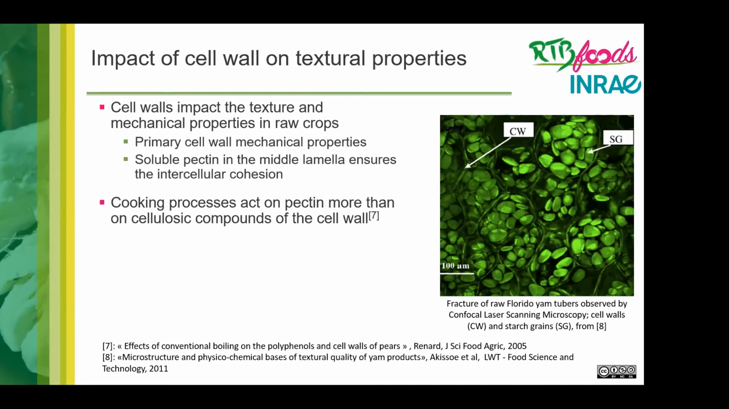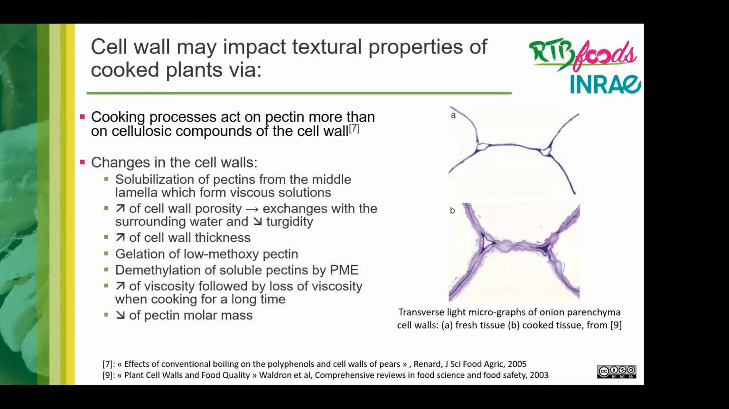What is interesting is that when you cook the products, some polymers like cellulose and hemicellulose don't change that much, whereas pectin does. These are the results of the research led by Catherine Renard. So we know that pectin is more prone to changes during cooking processes. What can be these changes?